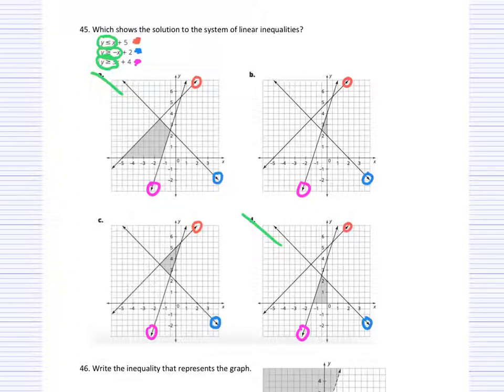So I'm going to look up here at B. B is not shaded above the purple. It's actually shaded below, so it can't be B. Down here at C, the shaded area is above the purple line, so C is my correct answer.